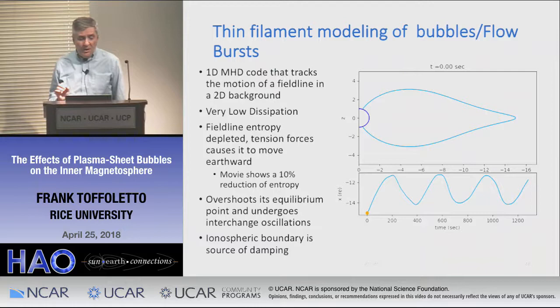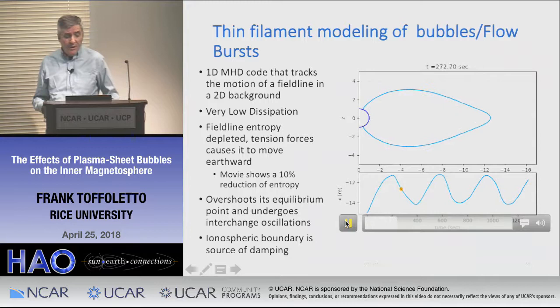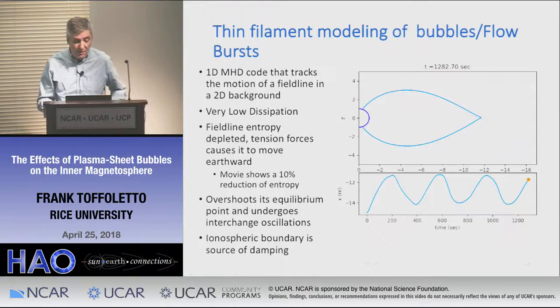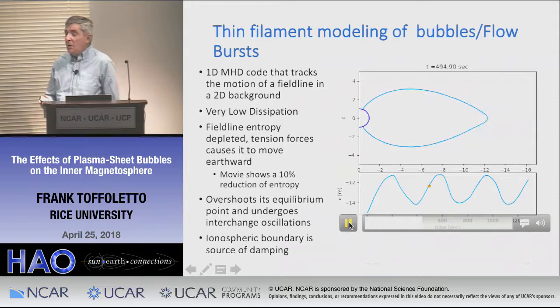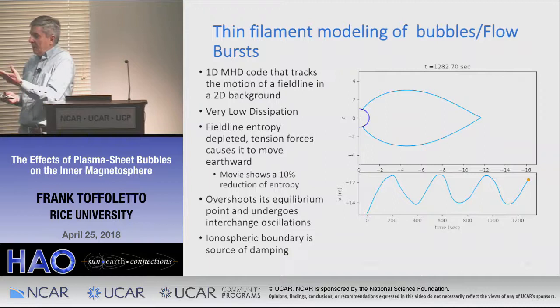So here's an example I want to show you. What I've taken is a magnetic field model, a second Tsyganenko magnetic field model, equilibrated it, and then taken a flux tube, which is marked by this blue line, and reduced its entropy by 20%. It's therefore interchange unstable. So when I set the thing in motion, it moves its way in and oscillates back and forth with a certain period. In this case, the period is a few minutes, which, depending on the background conditions, roughly corresponds to the kind of oscillations that are seen in the Themis observations. In fact, if you try to match what's seen by Themis to the calculations using this thin filament model, we can get reasonably good approximations.